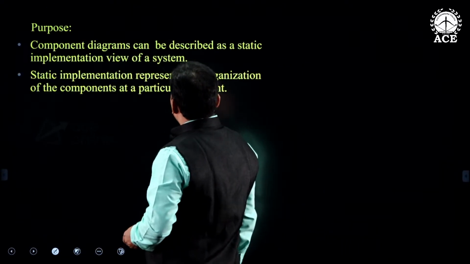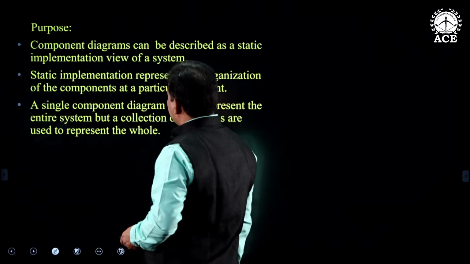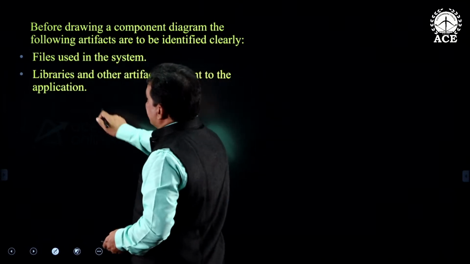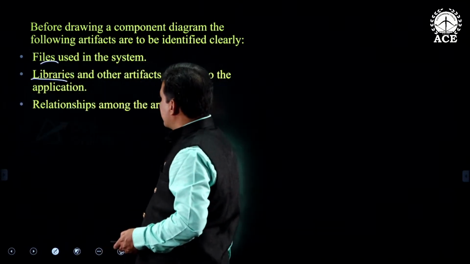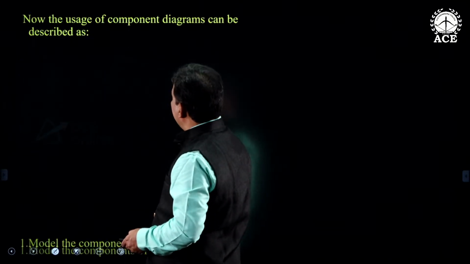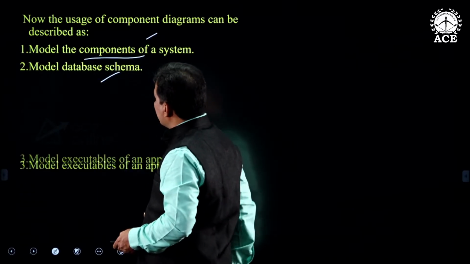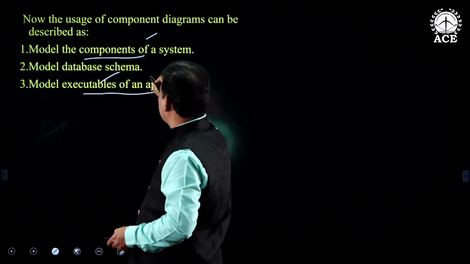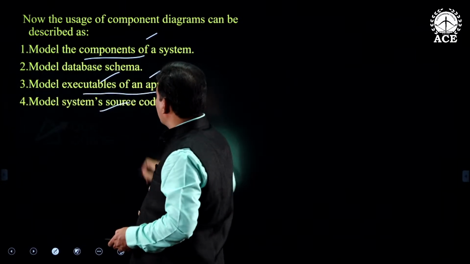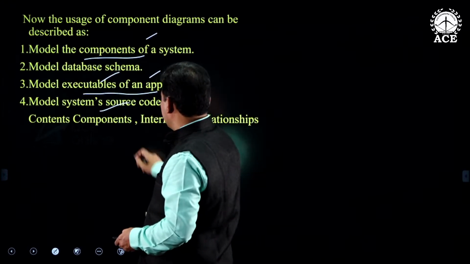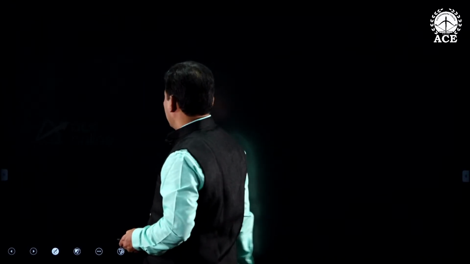So component diagram can describe static implementation, right? Files are the best example for components. Libraries, executables, all these are the best examples for components, right? And we can model the components of a system, model database schemas using component diagram, model executables of an application, and model system source code also, right? So any component consists of what? Components, interfaces, relationships, just now we had discussed.